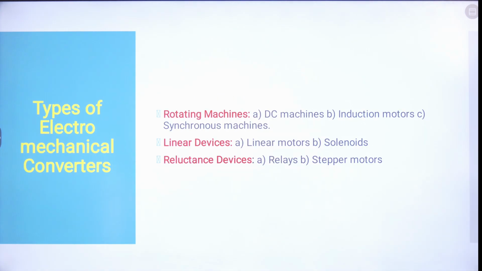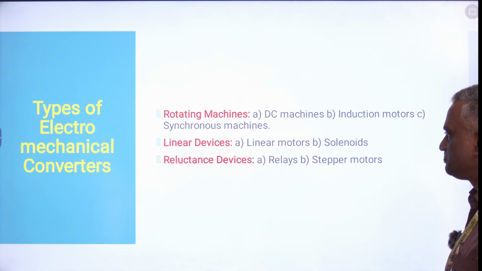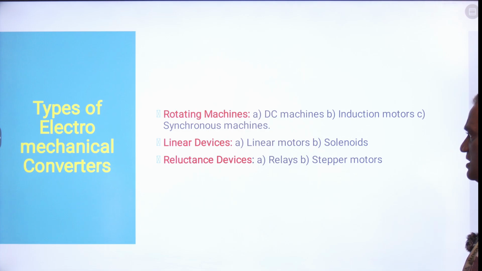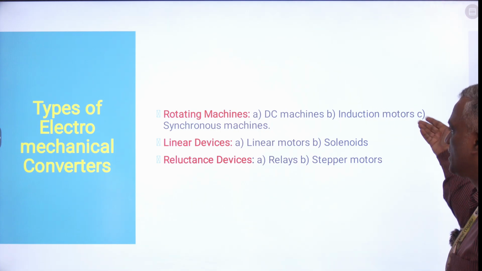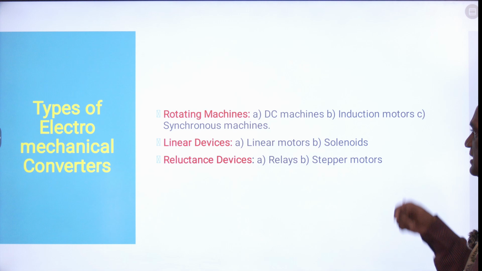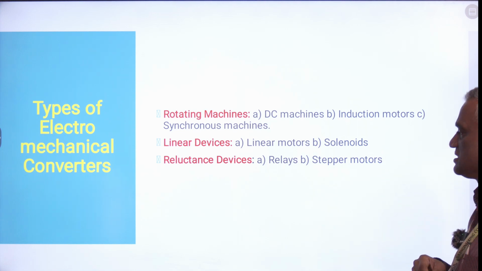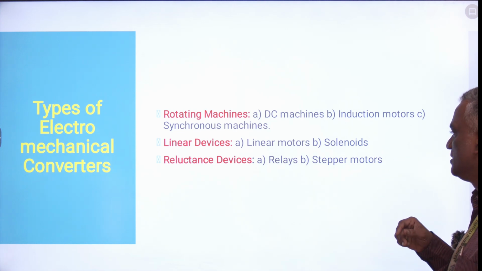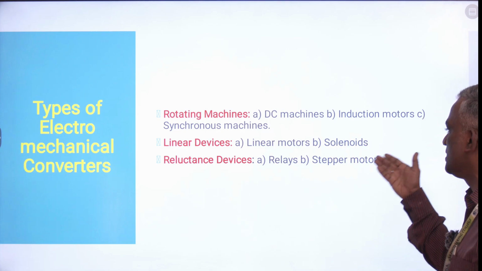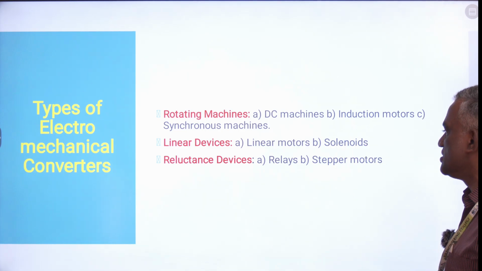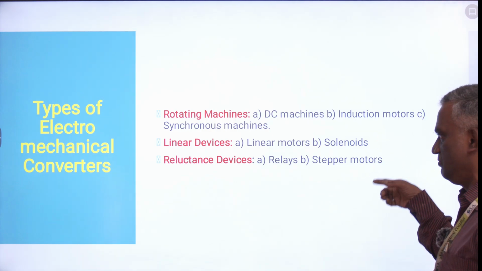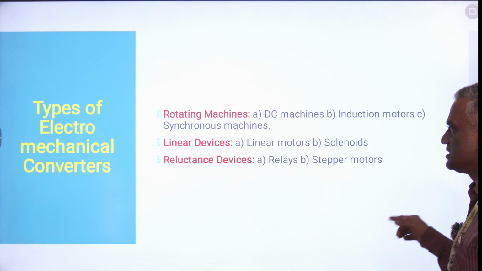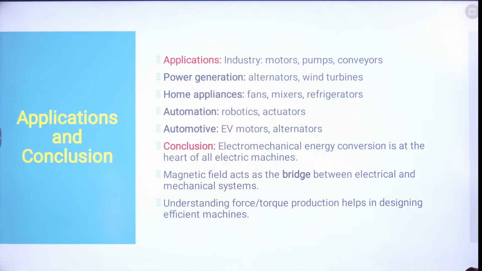Then what are the types of electromechanical converters? If you take rotating machines, you have DC machines as well as AC machines, in the sense of induction motors and synchronous machines. Then I can also proceed with the linear devices. Linear devices, I told in the beginning itself, the best examples are linear motors and solenoids. Then reluctance devices also I can take, which are nothing but relays and stepper motors. So these are a few types of electromechanical converters which apply the principle we are discussing.